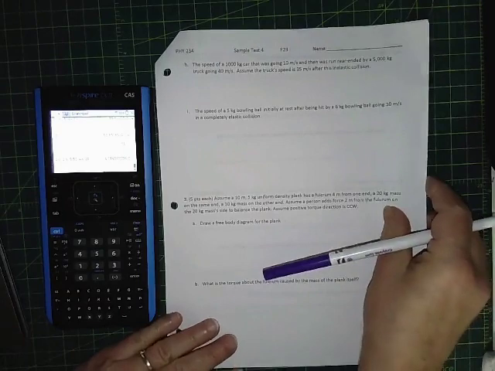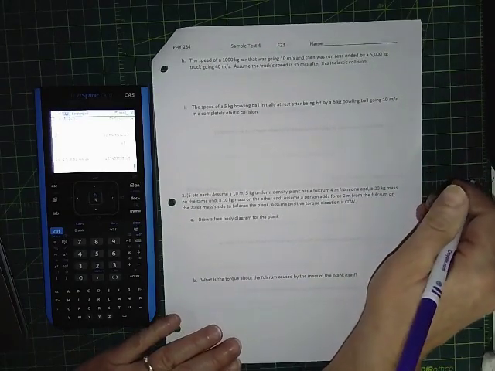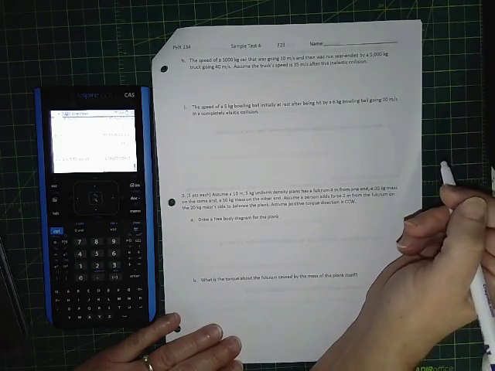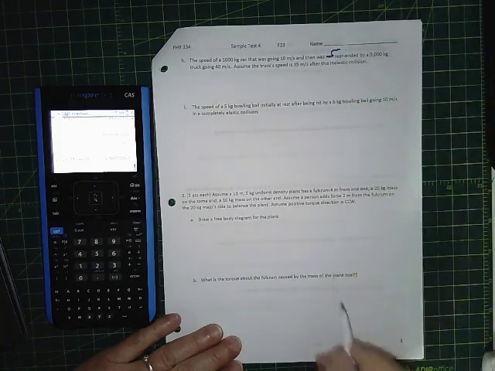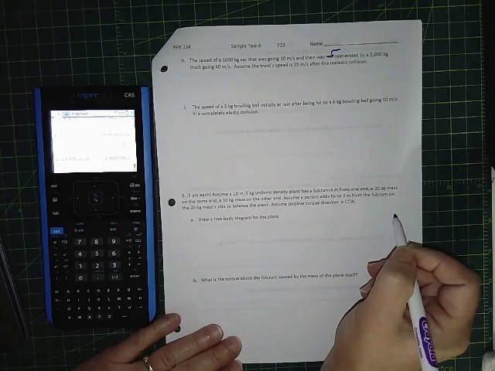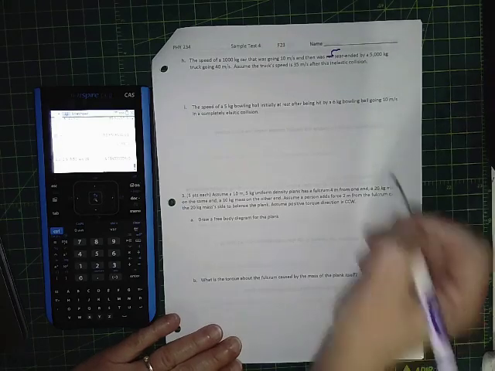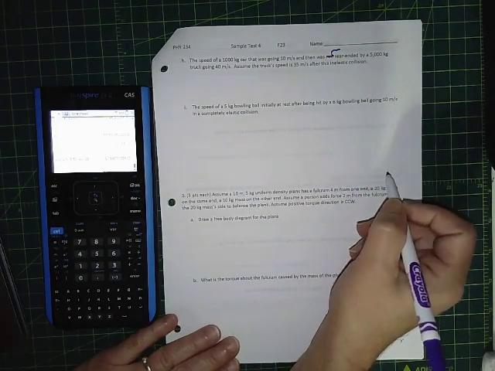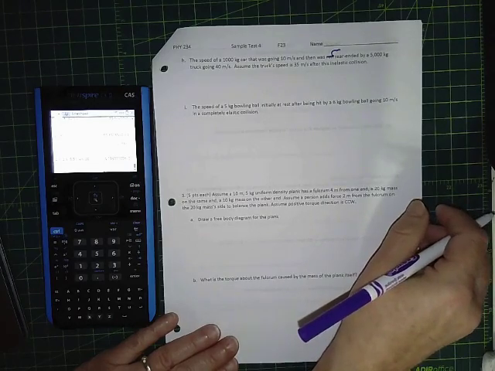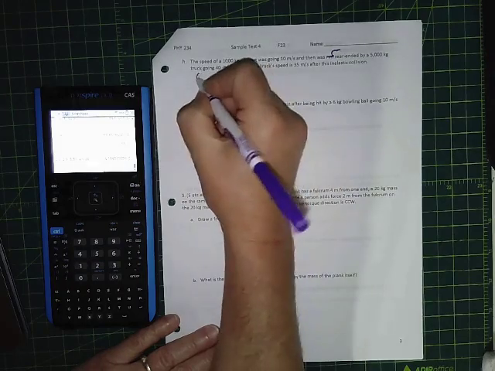Next question. Find the speed of a 1,000-kilogram car that was going 10 meters per second and then was rear-ended by a 5,000-kilogram truck going 40 meters per second. Assume the truck's speed is 35 meters per second after this inelastic collision. Inelastic means kinetic energy is not conserved. So we're just going to have conservation of momentum. We don't have any talk about friction or outside forces, so we're going to just go with conservation of momentum.